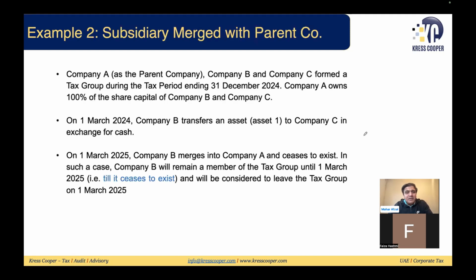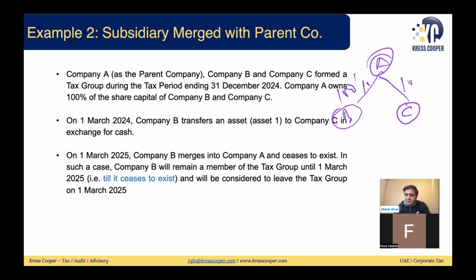Another example, one subsidiary merged with the parent company. This I have taken from the guide as well. Company A as the parent company, company B and C formed a tax group. A, B, C formed a tax group starting from 31st, ending 31st December 2020. Company A owns 100% shares of B and C. So basically the structure is A, B, C, 100%, 100%. They have set up a tax group.